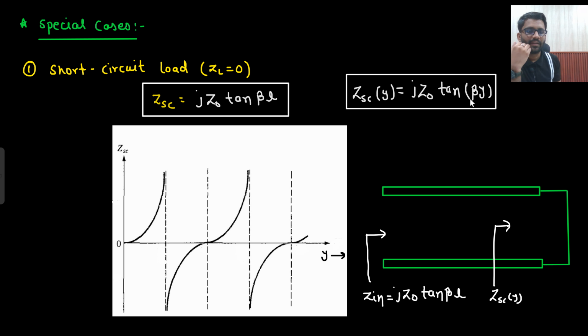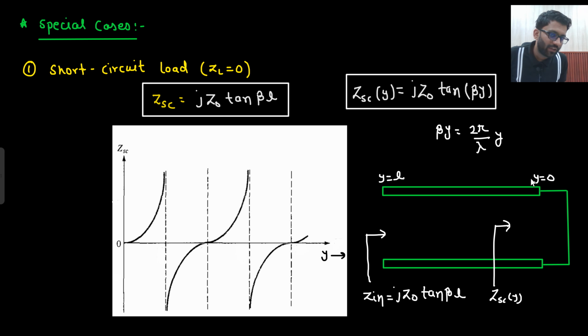Tan function. Basically, beta Y is 2 pi by lambda into Y. So if Y is equal to 0, that means beta Y is 0. That means tan 0 is 0 only, so your impedance is 0. Basically, this is your Y equals to 0 and this is your Y equals to L. So if you are working from here to here, then at Y equals to 0, what do you see? Short circuit. Zero impedance.